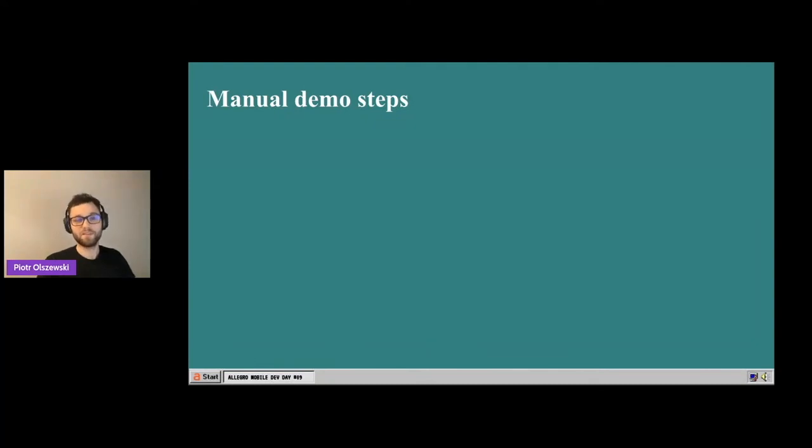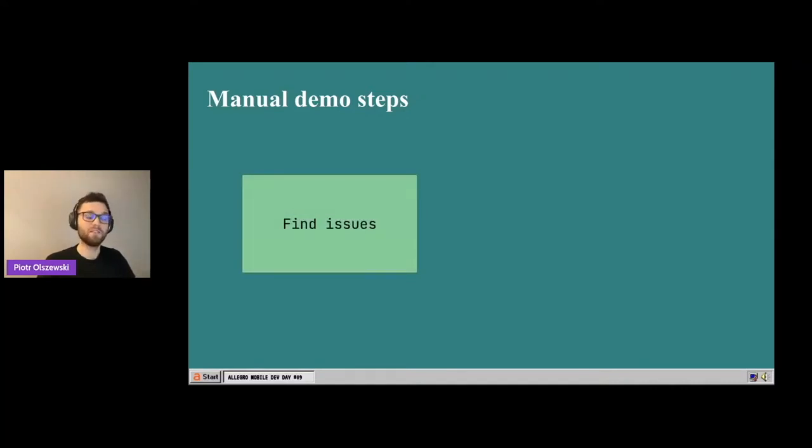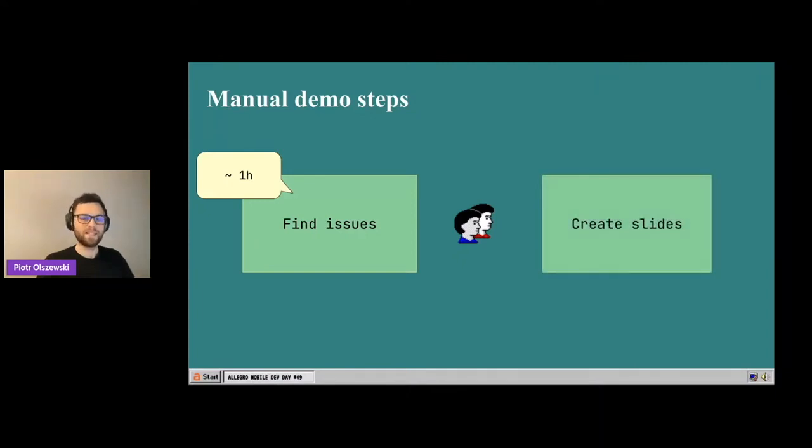Let's see those steps again. So first, it was finding issues, and it took around, I estimated it at 1 hour, but it also, of course, depends on the number of issues. Next, when we find those issues, we pass them to the team for a review, find duplicates, add some comments, and so on. And then we had to manually create slides.